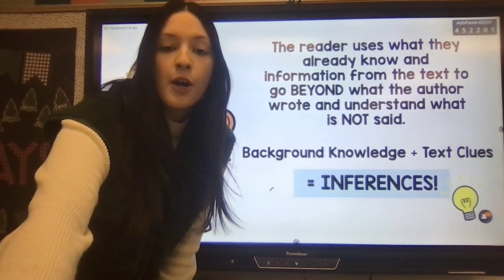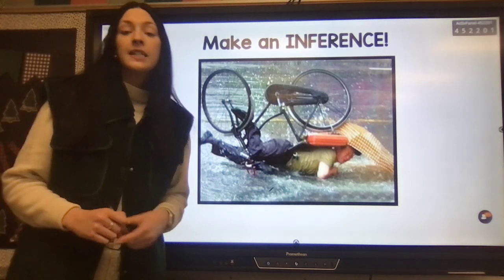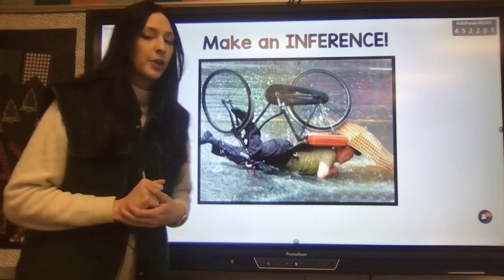So let's give this a try. First, we're gonna look at a couple of pictures and make some inferences, and then we're gonna look at a couple of passages and make inferences from that as well, okay?